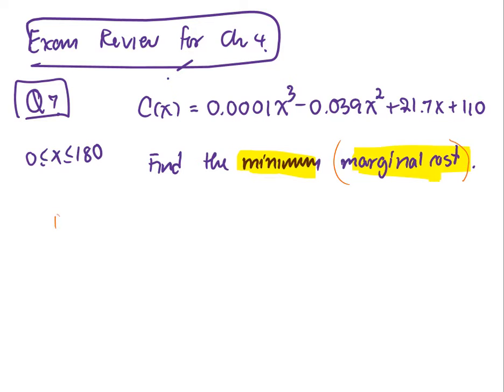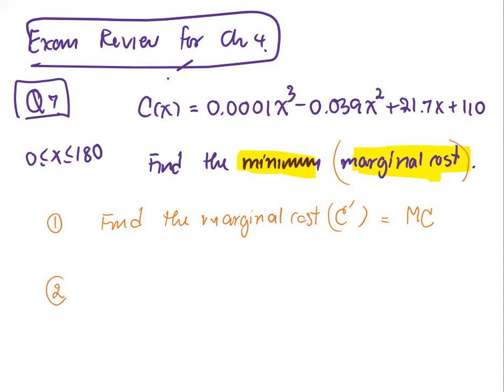So I'm going to write step 1. We're going to find the marginal cost, which is C prime. The textbook most of the time uses the notation MC for marginal cost, just to minimize the confusion when you have to find the derivative on top of it.